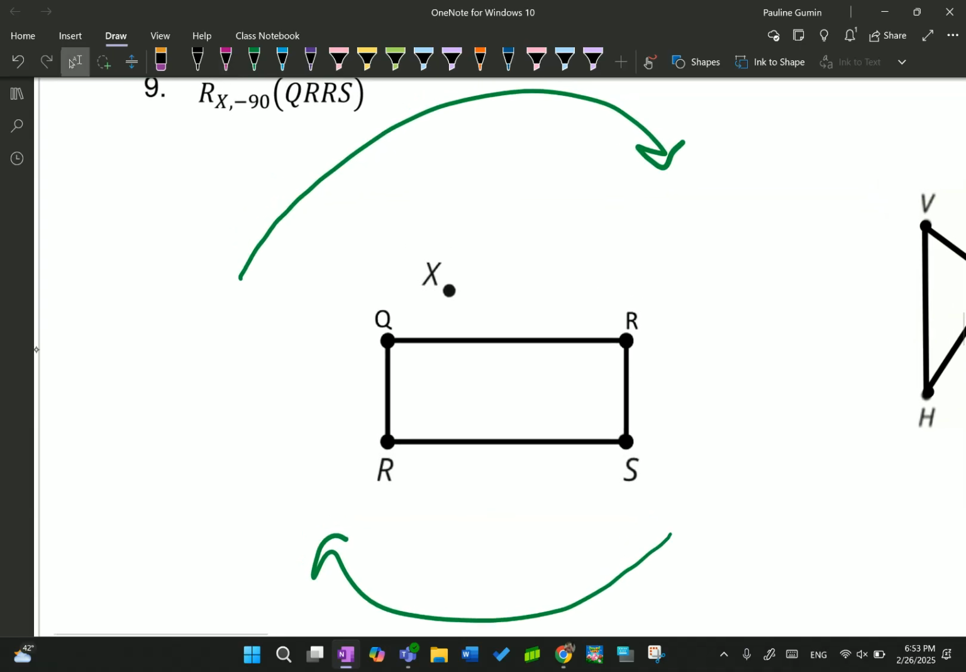Not me. I'm going to connect Q to X. 90 degrees is an L shape. I'm going to open my L shape according to this top arrow. That means Q prime will be right there. And just to double check, to go from Q to Q prime, I am going clockwise.